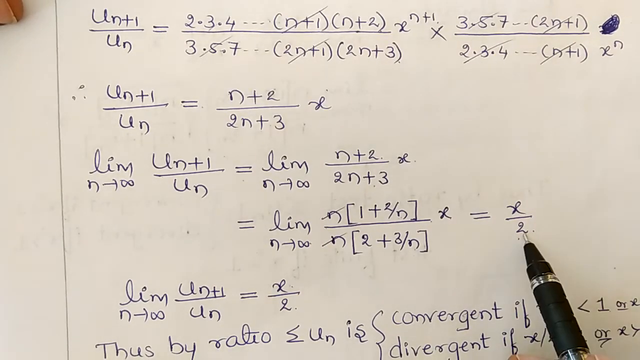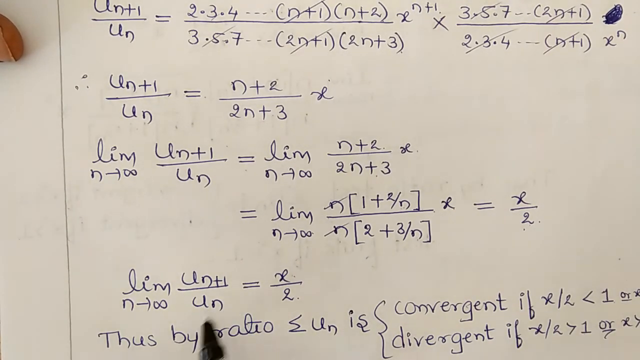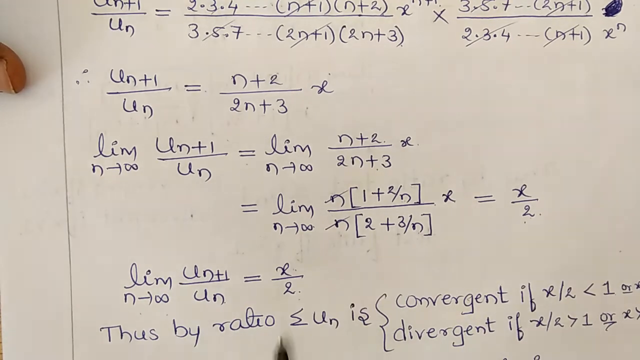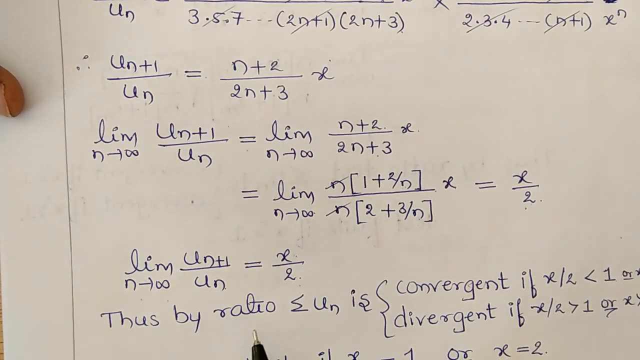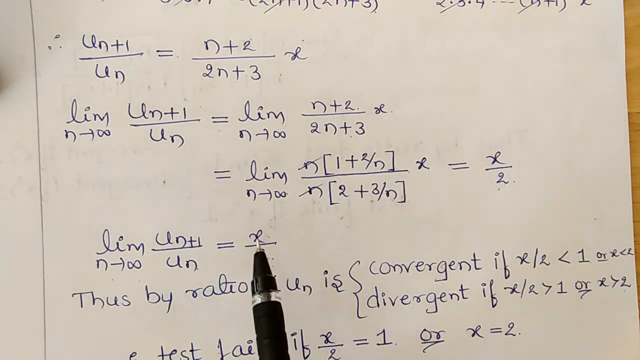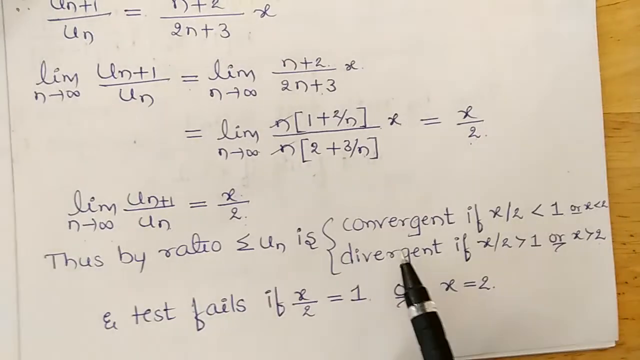Yes, x by 2 is finite. Then the limit of un plus 1 divided by un as n tends to infinity is equal to x by 2. Thus by the ratio test, the summation of un depends on the value of x. Either it is convergent or divergent.